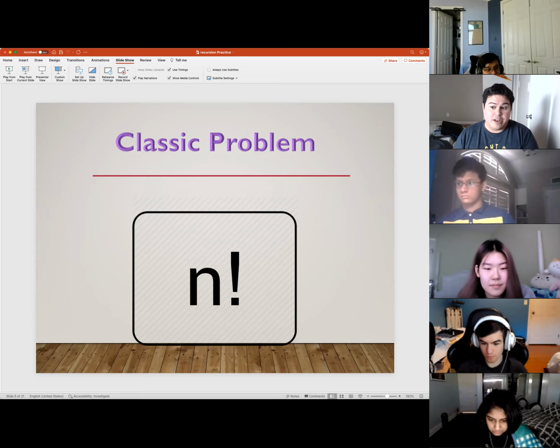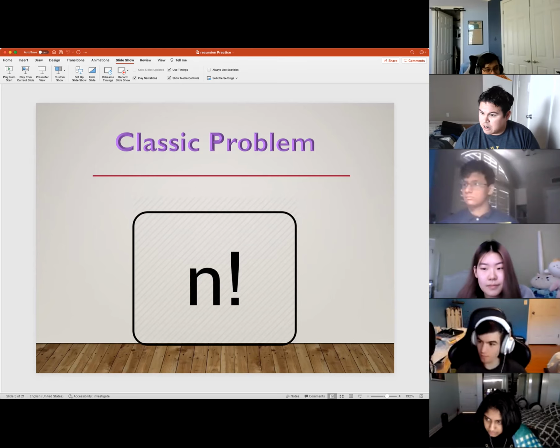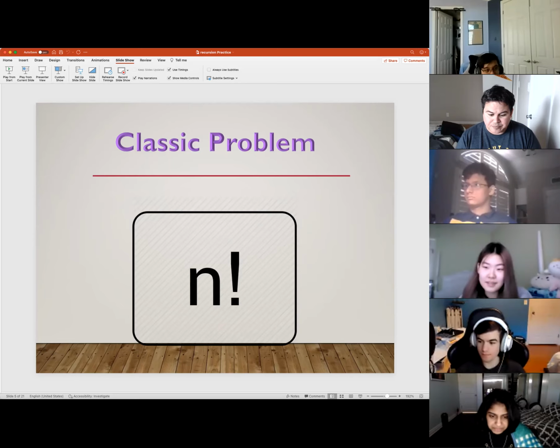What's another way to write 6 factorial? 6 times 5 factorial. What's another way to write 6 times 5 factorial? 6 times 5 times 4 factorial, etc., until we get to something that we call the base case.